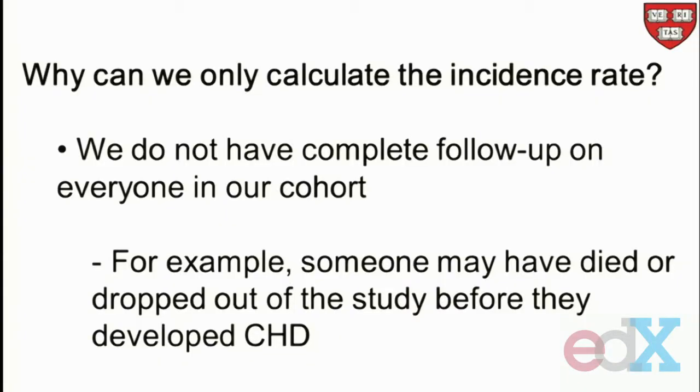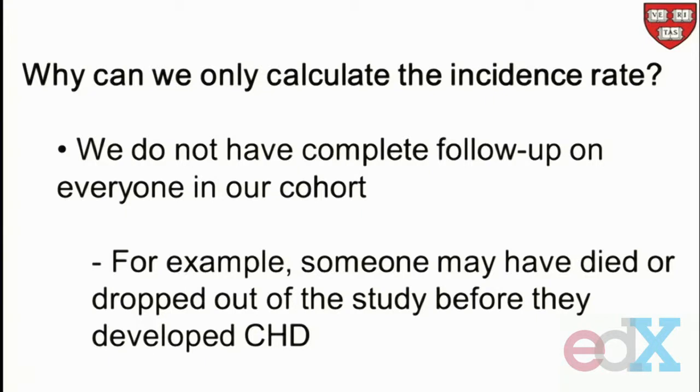So our first question is, why can we only calculate the incidence rate? In a previous demo, we were able to calculate both the cumulative incidence and the incidence rate. The reason why we can only calculate the incidence rate here is because we do not have complete follow-up on everyone in our cohort. For example, someone may have died or dropped out of the study before they developed CHD. In a scenario where you do not have complete follow-up on everyone, it's better to use the incidence rate instead of the cumulative incidence.